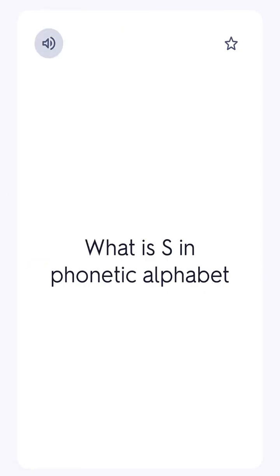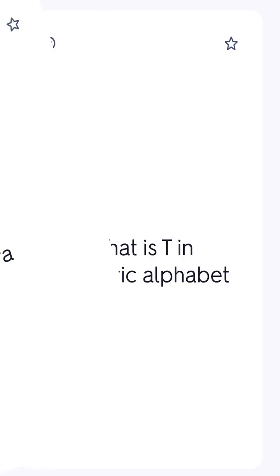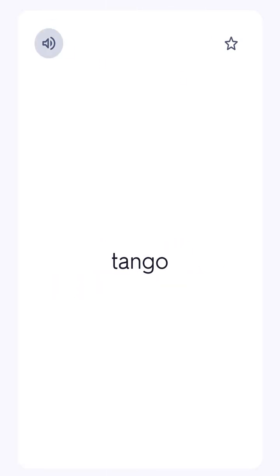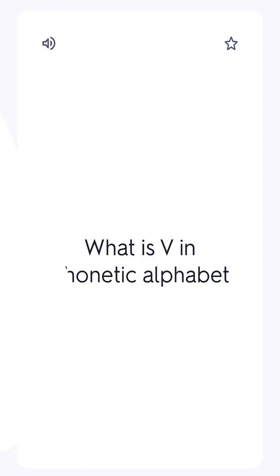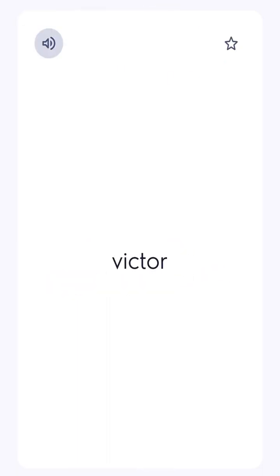What is S in phonetic alphabet? Sierra. What is T in phonetic alphabet? Tango. What is U in phonetic alphabet? Uniform. What is V in phonetic alphabet? Victor.